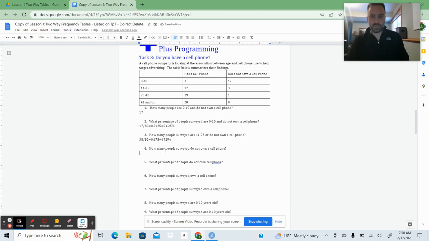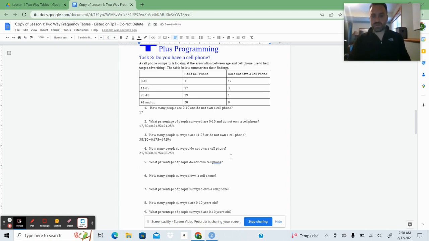So here, how many people surveyed do not own a cell phone? So we have 17 plus 3 plus 1, which is 21 out of 80, which is 0.2625 or 26.25%.